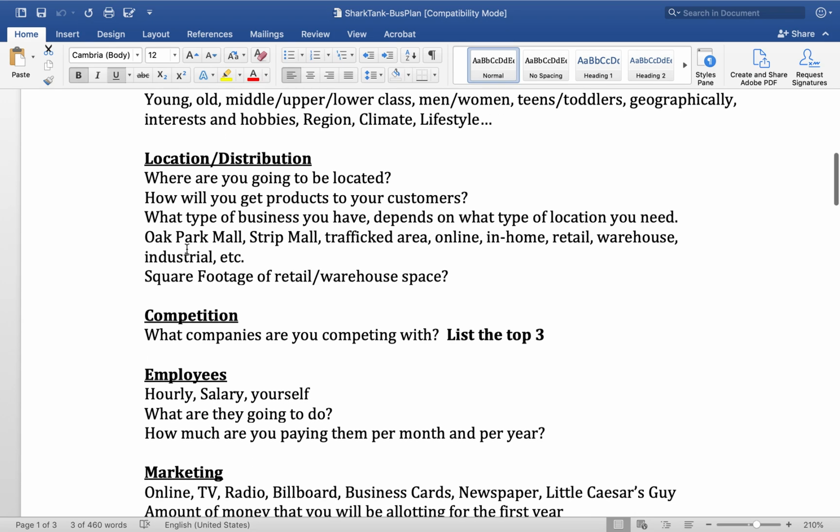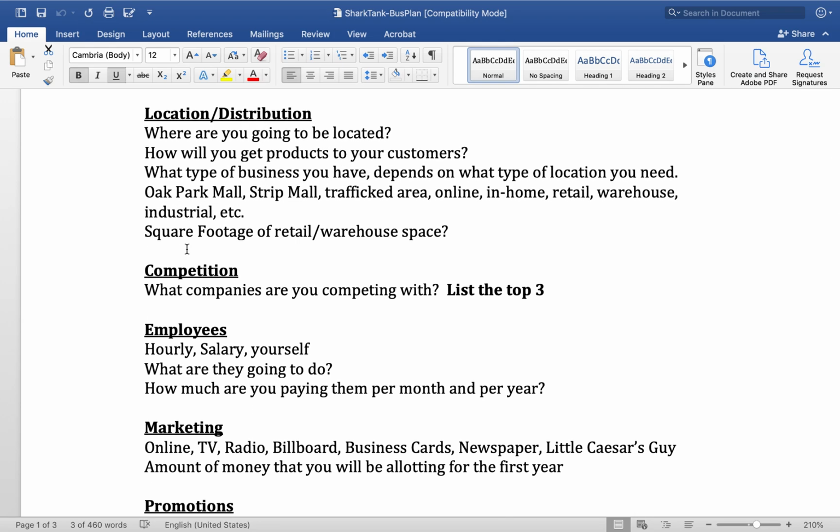Next one is our location and distribution. This is how are your customers going to get your products and services? So where are you going to be located? Do you have a physical store? Do you just have an online presence? Do you need a warehouse? Do you need a kiosk? Do you actually need foot traffic in order to sell these? Where are you going to sell them? How are people going to find you? How are people going to buy your products?